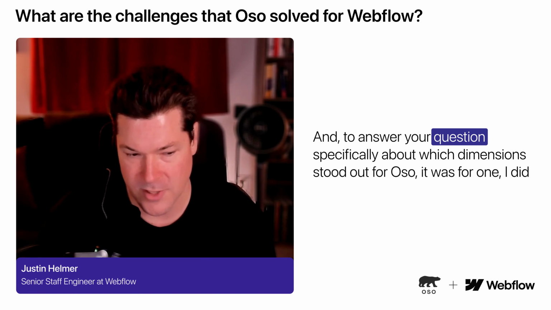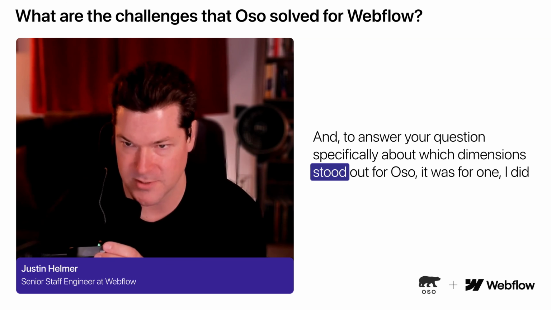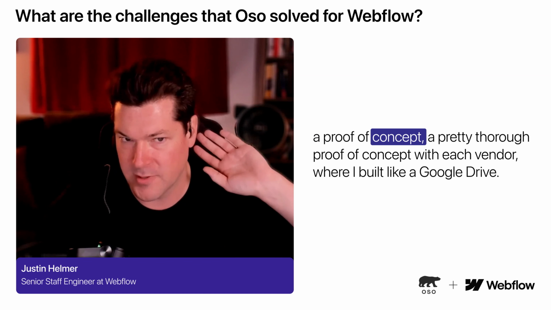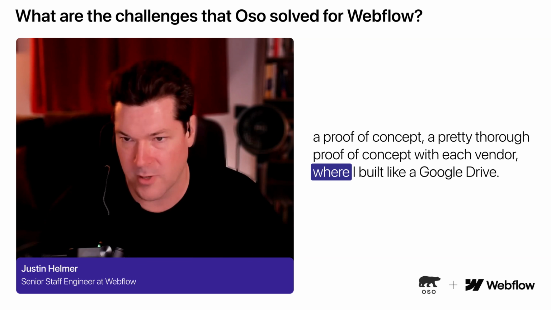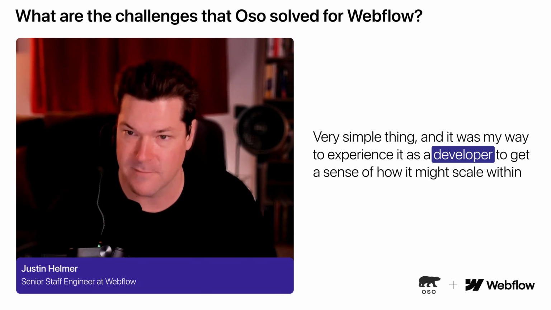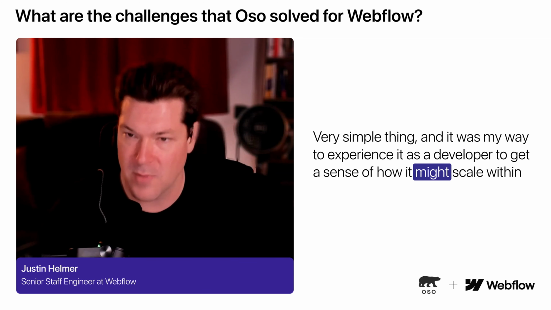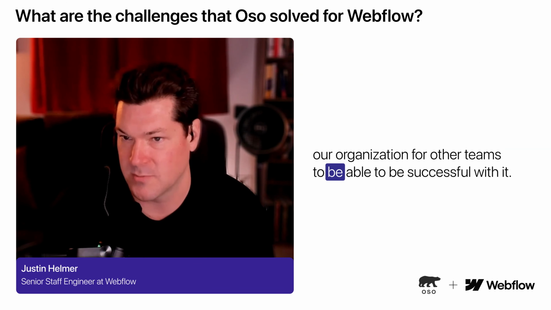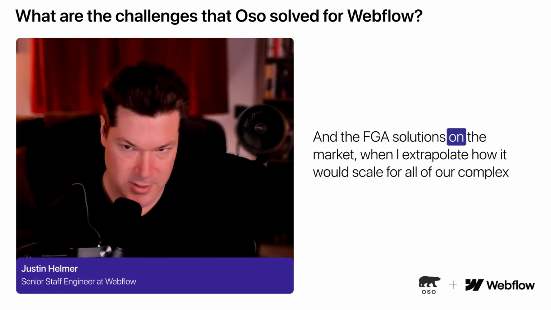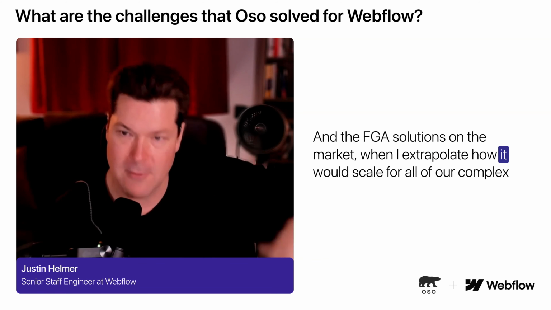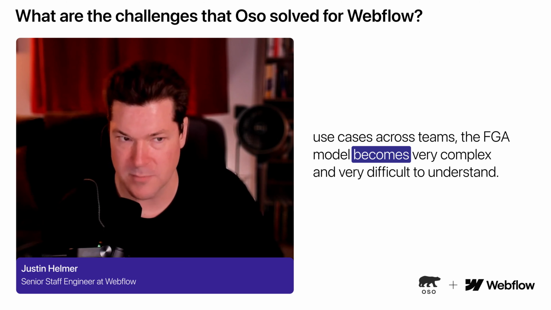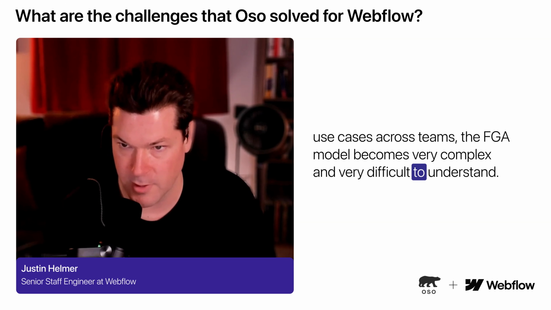And to answer your question specifically about which dimensions stood out for Oso, it was, for one, I did a proof of concept, a pretty thorough proof of concept with each vendor, where I built a Google Drive. Very simple thing, and it was my way to experience it as a developer, to get a sense of how it might scale within our organization for other teams to be able to be successful with it. And in the FGA solutions on the market, when I extrapolate how it would scale for all of our complex use cases across teams, the FGA model becomes very complex and very difficult to understand.